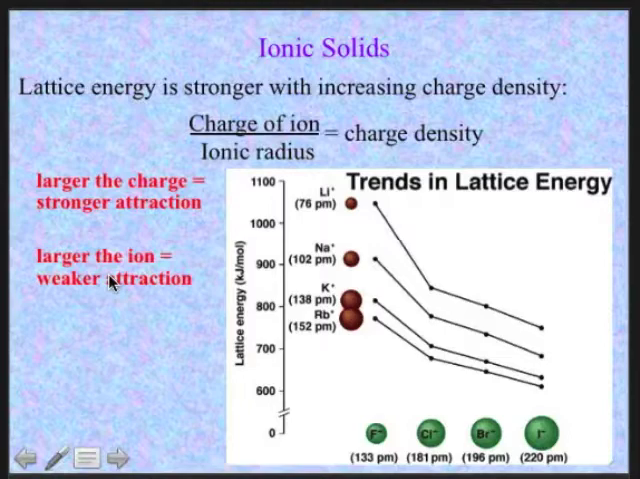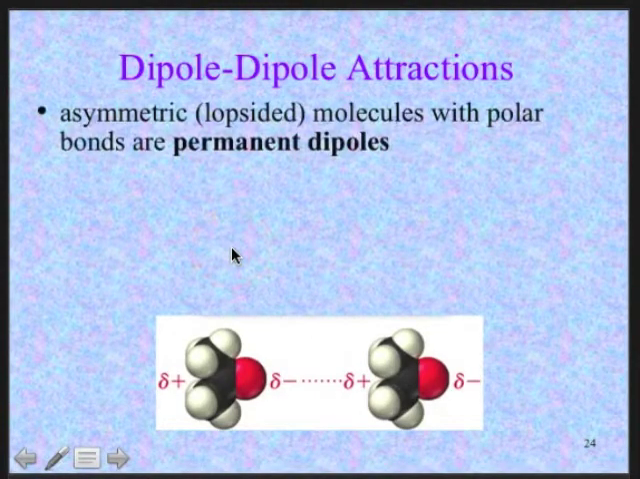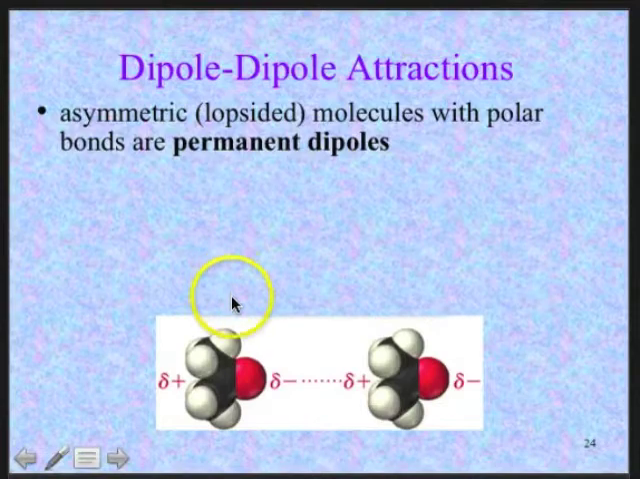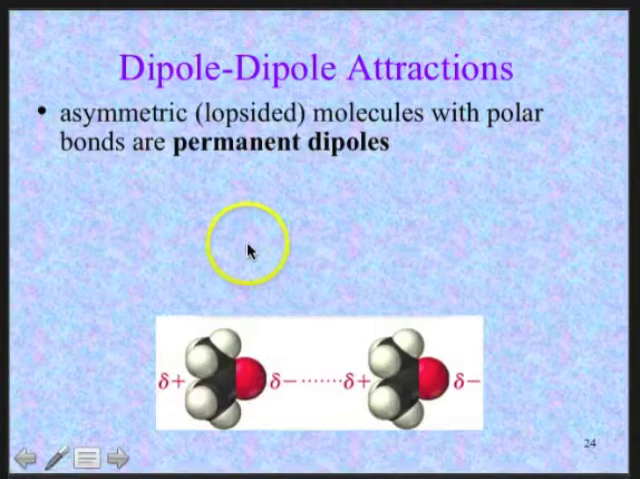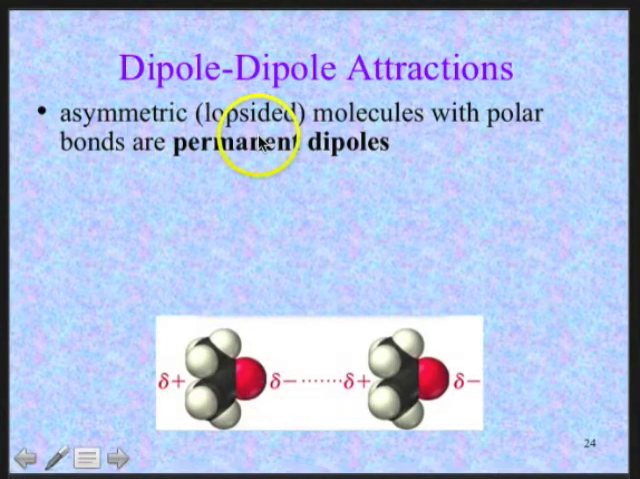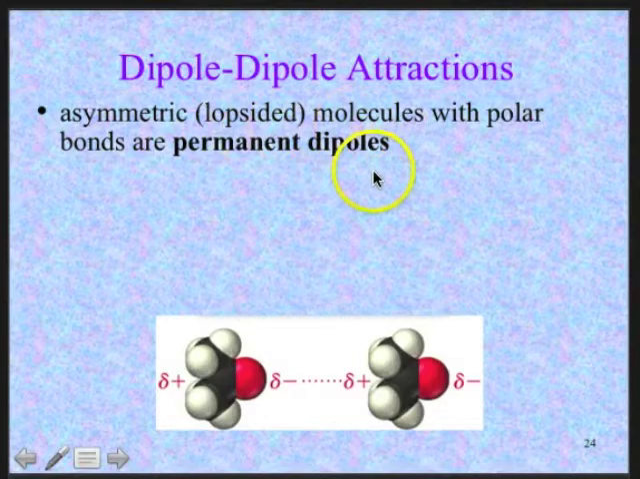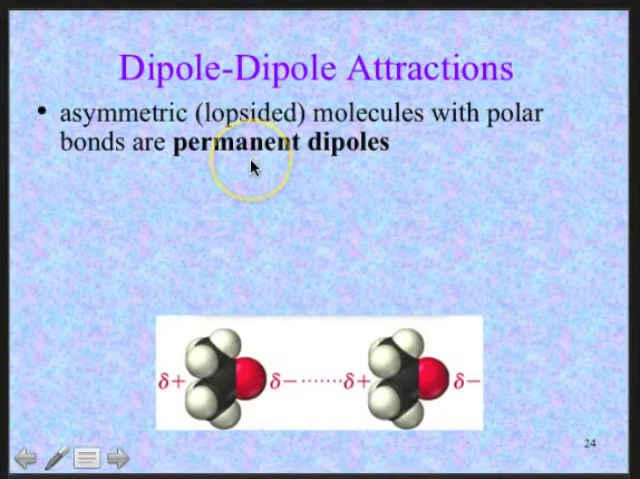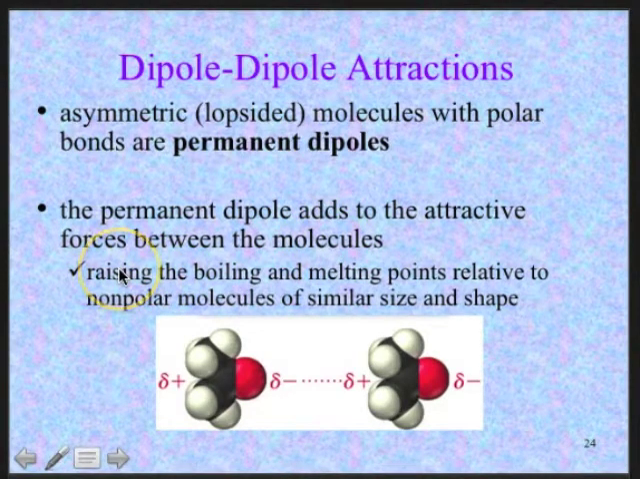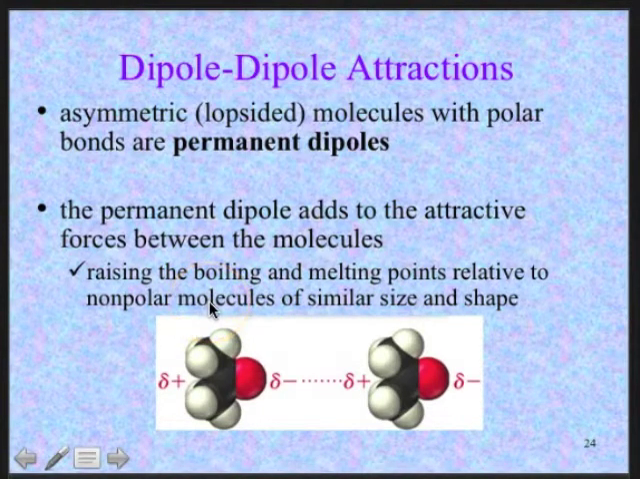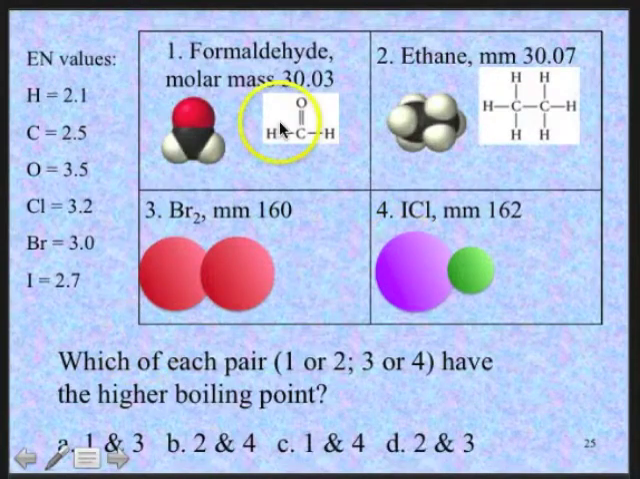less its charge density. Well, now let's talk about dipole-dipole attractions. We've already mentioned this before, that you have to have two conditions to have a dipole. You have to have polar bonds, and you have to have an asymmetric or lopsided molecule. And that will give you a permanent dipole. The permanent dipole adds to the attractive forces between molecules. The stronger the dipole, the higher will be the boiling and melting points relative to nonpolar molecules of similar size and shape. So just take a look at this.